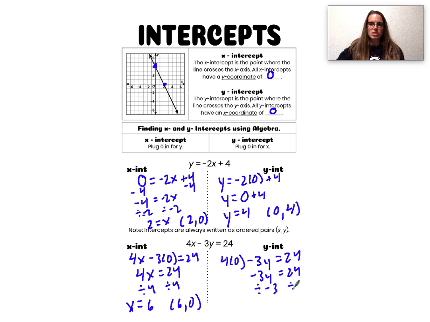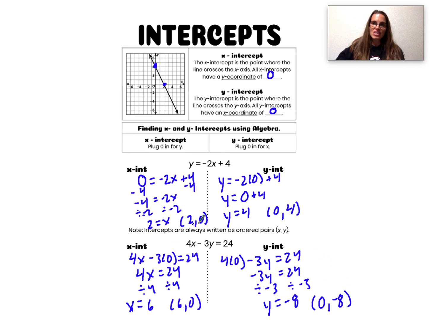It's a one-step equation, dividing both sides by negative 3, and I find that the y-coordinate of the y-intercept is just negative 8. Note, intercepts are always written as ordered pairs, so make sure that you do that. X is 0, y is negative 8.